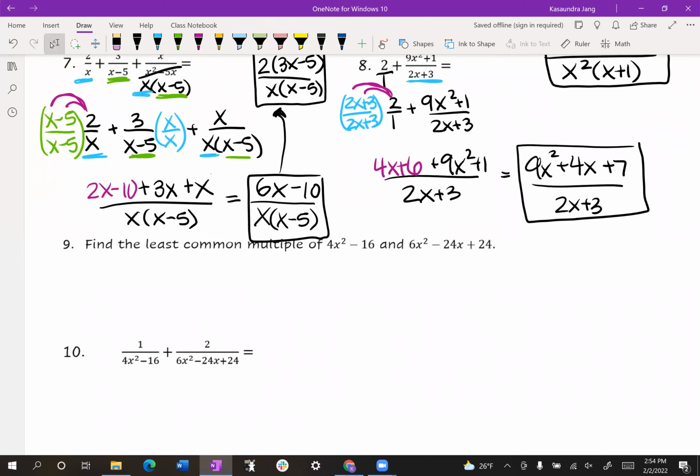Find the least common multiple of 4x squared minus 16 and 6x squared minus 24x plus 24. The least common multiple, I'm going to need to know what the factors are. So let's brush up on factoring. This one, let's see, does it have a GCF? Yeah, I think I've got a 4 I can factor out. So x squared minus 4, all right.